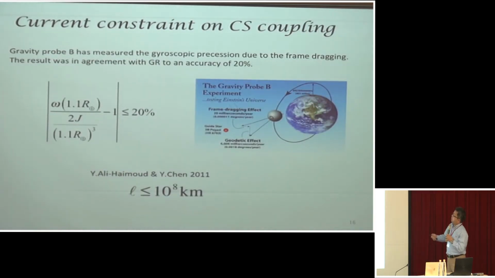Here is the result of Gravity Probe B, because the Chern-Simons term affects the frame dragging. From this experiment, the result of the frame dragging effect is consistent with general relativity within this accuracy. So this gives rise to this constraint on the coupling constant. So the coupling constant L should be less than 10 to the 8 kilometers. This result was obtained recently. So now this is the constraint on the coupling constant.